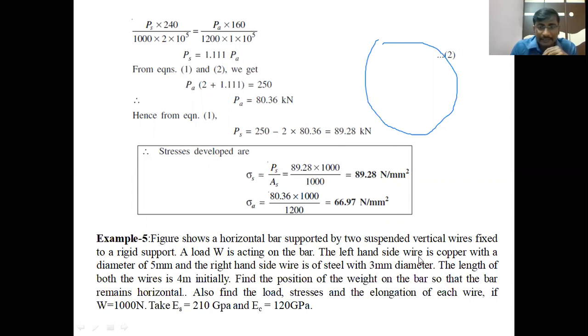The left hand side wire is copper with a diameter of 5 mm and the right hand side wire is steel with 3 mm diameter. Copper having 5 mm diameter, steel wire having 3 mm diameter. The length of both the wires is 4 meters initially. So the initial length of each wire is 4 meters. Find the position of weight on the bar so that the bar remains horizontal.